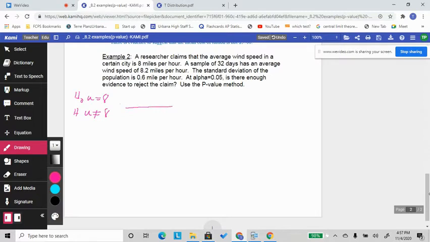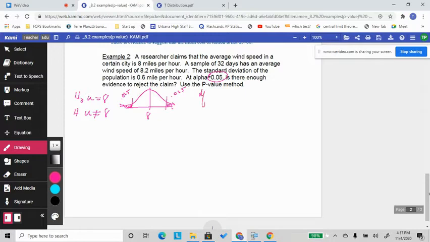So I'm going to draw my curve here, and then I'm going to shade my left tail and my right tail. I'm going to center it at 8. Now the alpha is 5%, and I have to separate it because it's two-tailed. So that means I'm going to be looking up at 0.25.